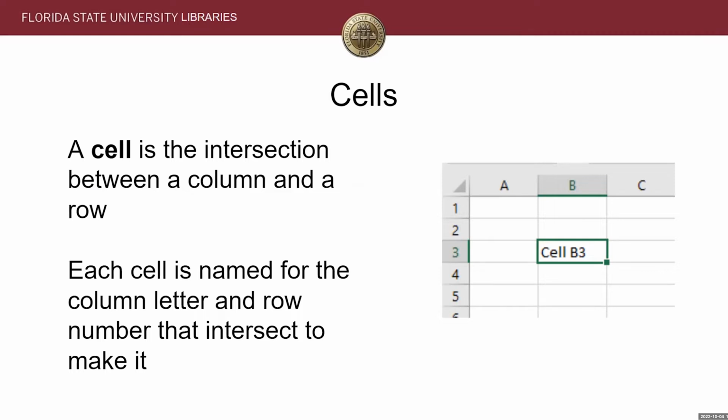So each cell is named for the column and the row that intersect to make it. In the example screenshot that I have on the slide here, you'll see we're in column B, row 3. So that gets the moniker cell B3.